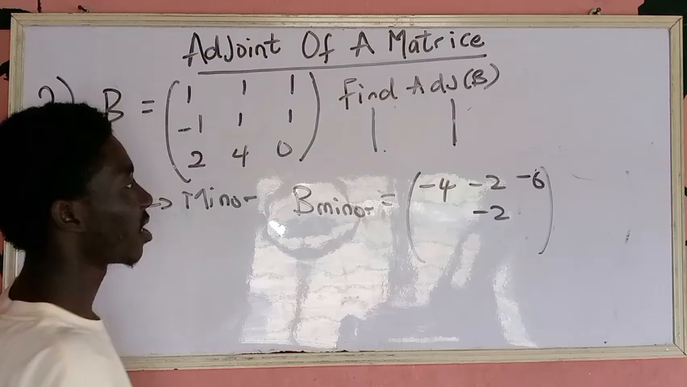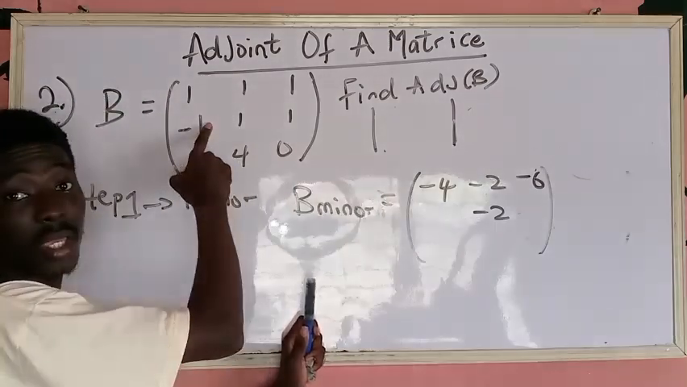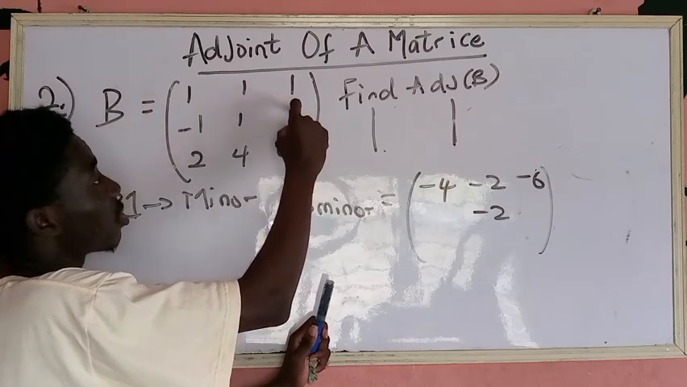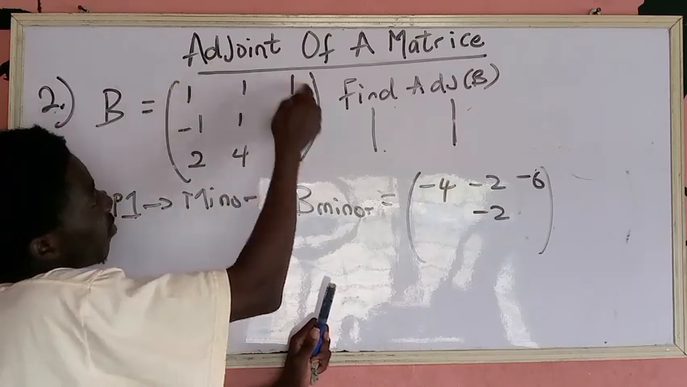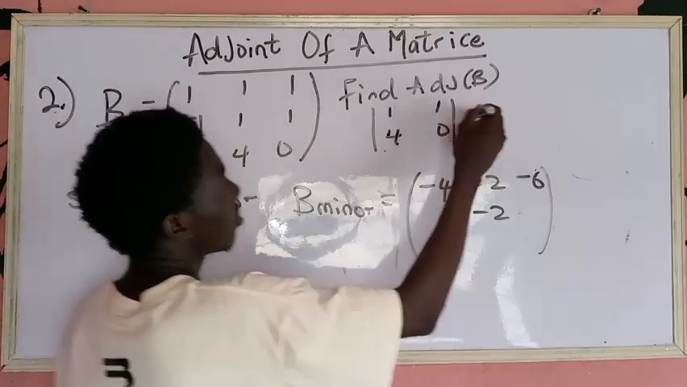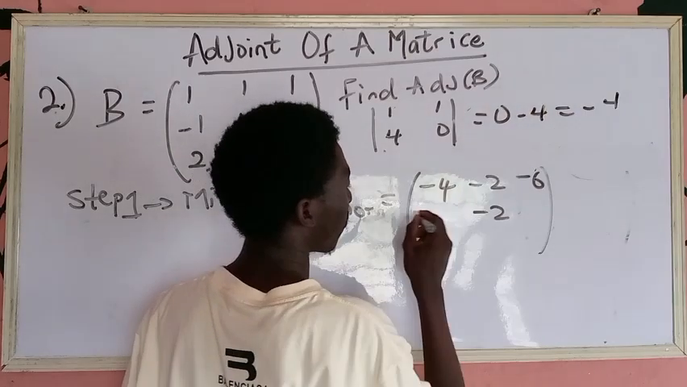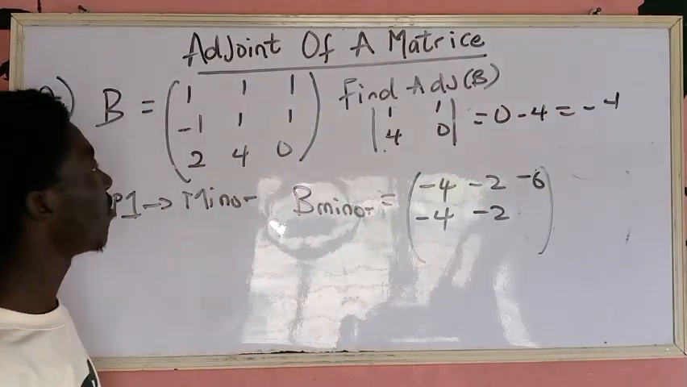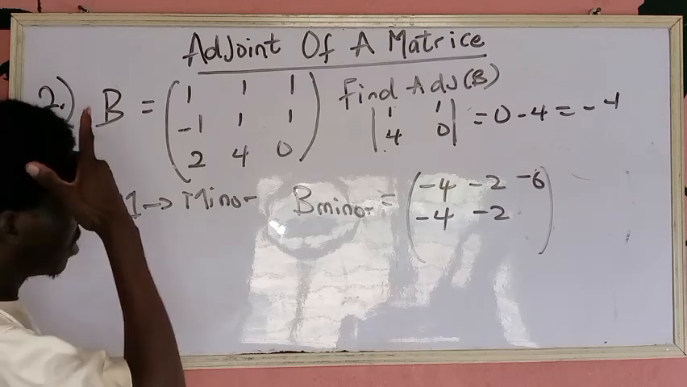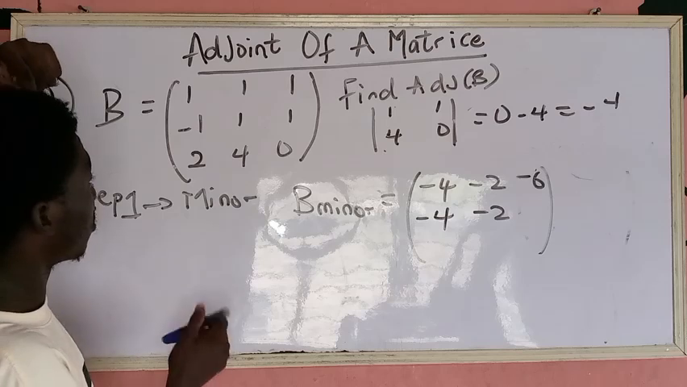So in that case, what is here should be what is here. Are you getting it? This block, this row, this block, this column: 1, 1, 4, and 0. 1 times 0 is 0, minus 4. So that is minus 4. That means here is minus 4. That is how it works. Can you see that? It's not hard.